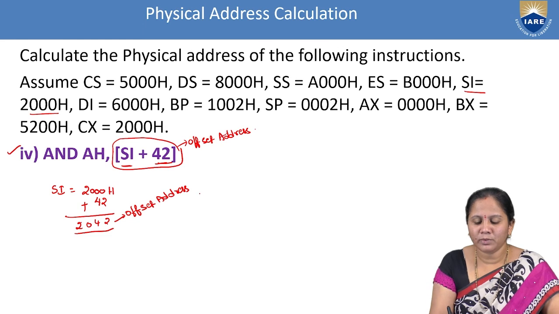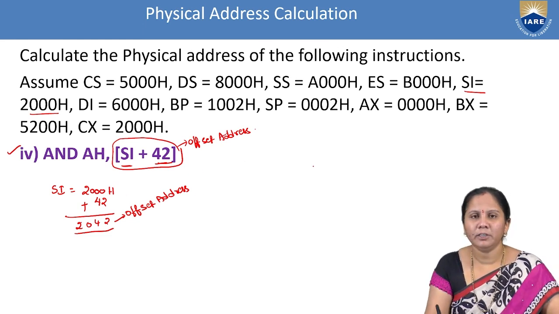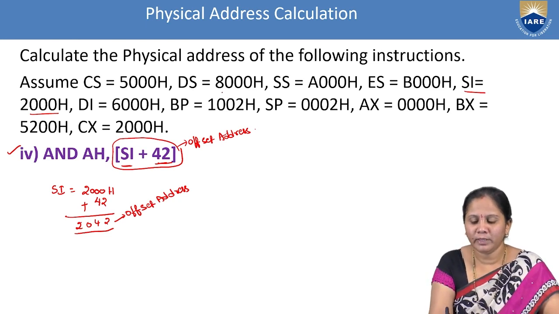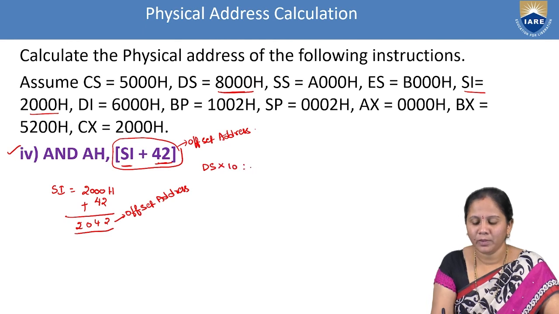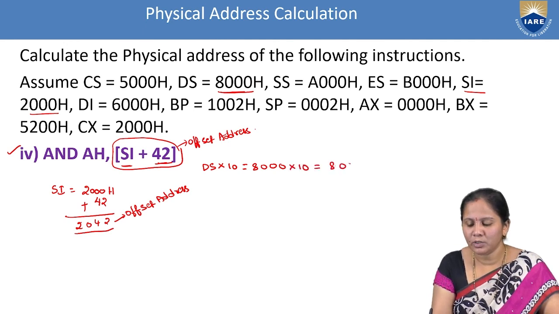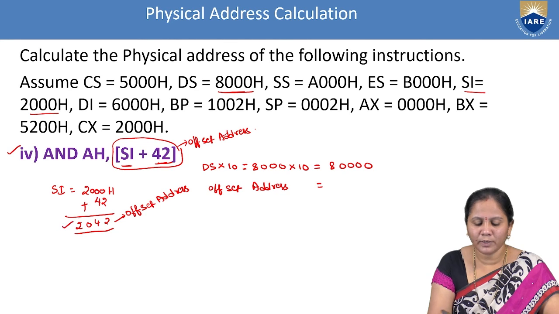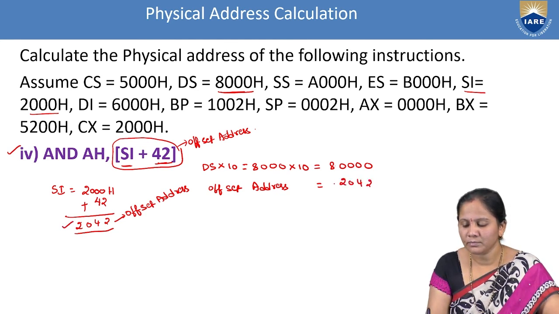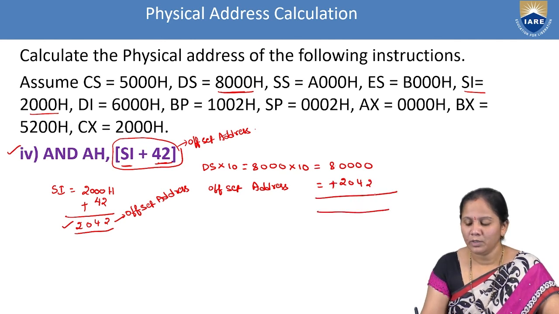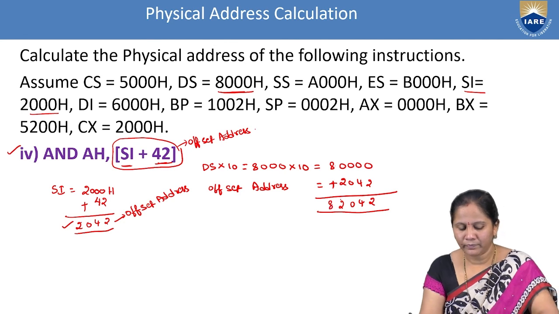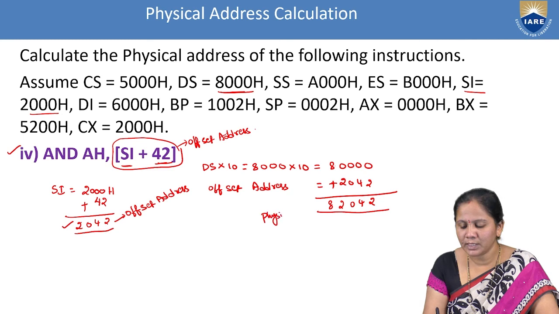Next, coming to the segment address, here they did not give which segment address we have to consider, but by default we have to consider the data segment if it is not given. So data segment into 10 means 8000 into 10. So it gives the value 80000, and to this we have to add the offset address. Here the offset address totally we got is 2042. If we add these two, we get 82042. So this is the value of the physical address.